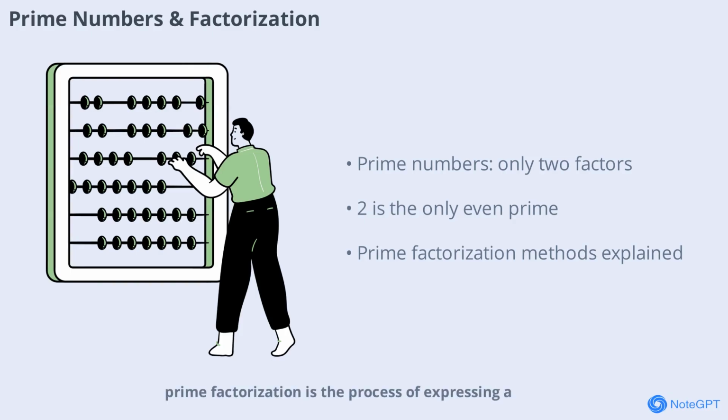Now, prime factorization is the process of expressing a composite number as a product of prime numbers only. There are two main methods to do this: the factor tree method, where you keep splitting the number into branches until all ends are prime, and the repeated division method, where you divide by prime numbers until you reach 1. For example, 24 can be broken down into 2 times 2 times 2 times 3 using either method. This foundation is essential for understanding GCF and LCM.